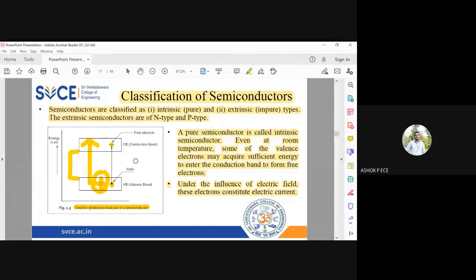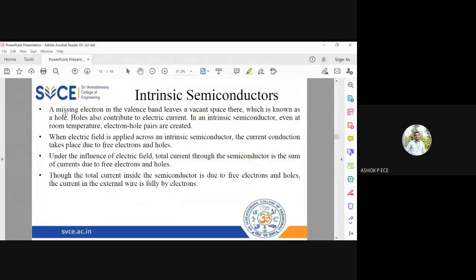So the conclusion is that intrinsic semiconductors are not fit for use because the conductivity is very, very poor at room temperature. So whenever an electron moves from the valence band to the conduction band, you will have a hole. In an intrinsic semiconductor, you will have electrons in the conduction band and holes in the valence band. The total current is going to be the current due to electrons plus the current due to holes, so the total current is due to the free electrons and holes, which is measured in the external system.